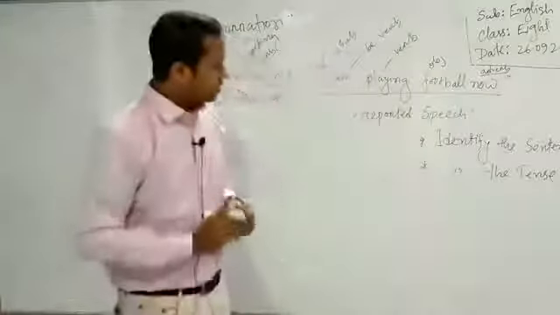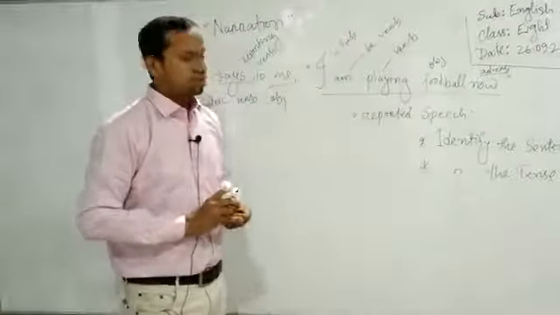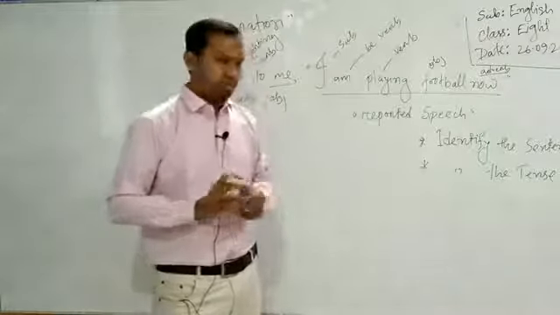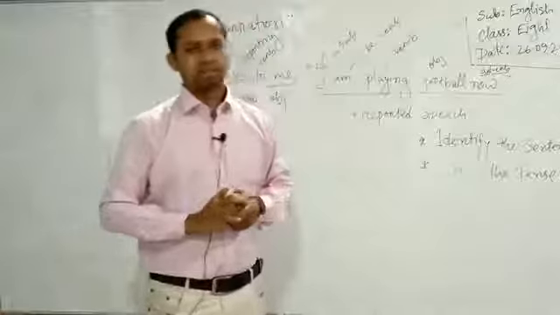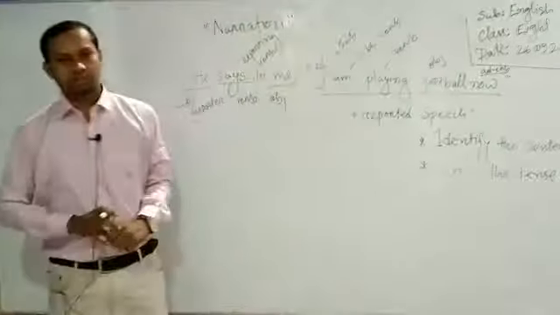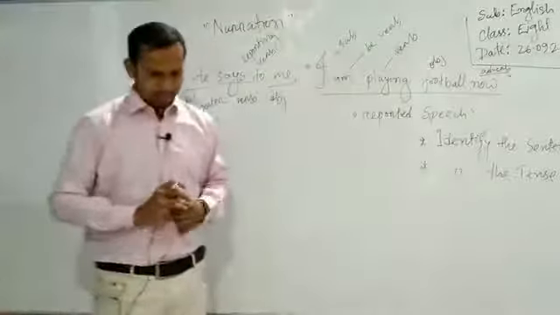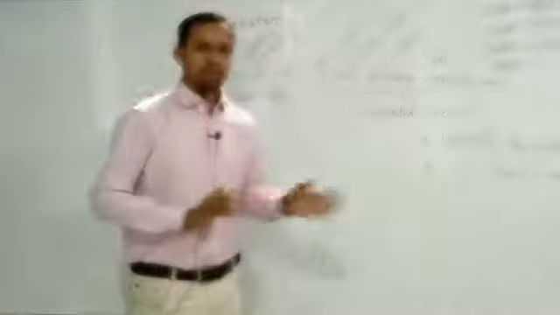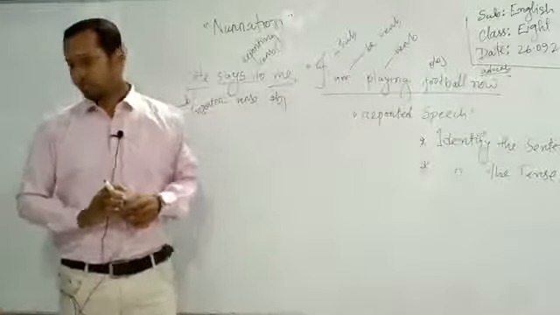We know that there are 3 tenses: past, present, and future, and these 3 tenses are each subdivided into 4. That means simple, continuous, perfect, and perfect continuous. Most of the time you will have the first 3, that means simple or indefinite, continuous, and perfect.